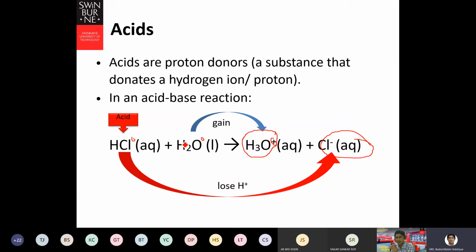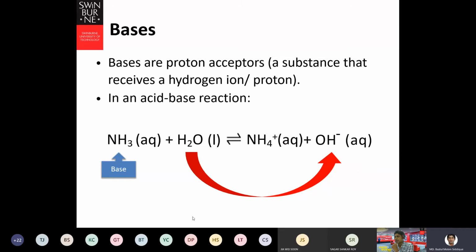So when it has charge, it becomes unstable. It also wants to give up the hydrogen, and whatever gives hydrogen is an acid. So that is why this is a conjugate acid of this water. So H3O is a conjugate acid of this water, and chloride is a conjugate base of this acid. So every acid has a conjugate base, and every base has a conjugate acid.